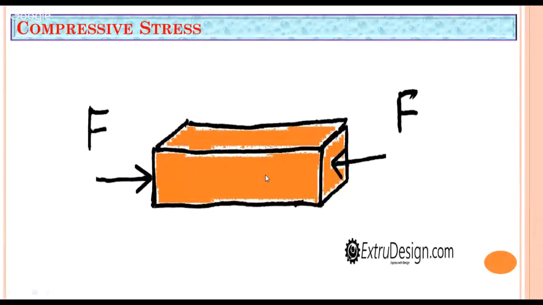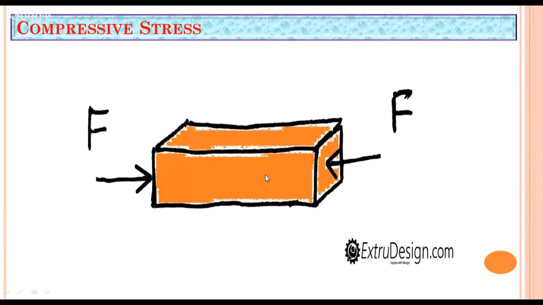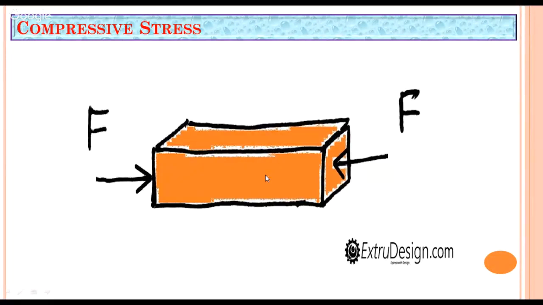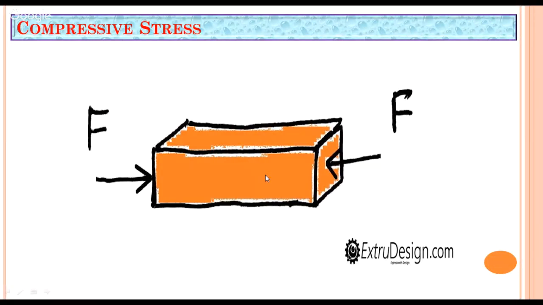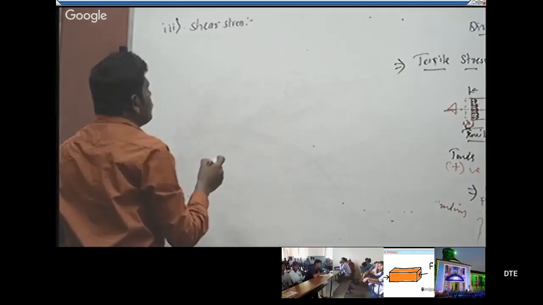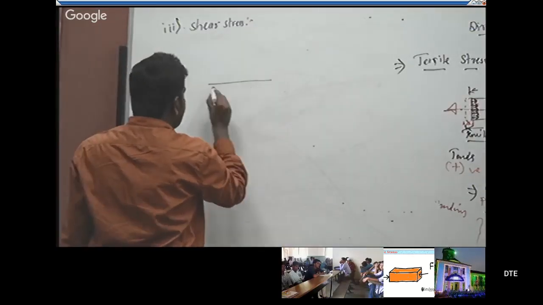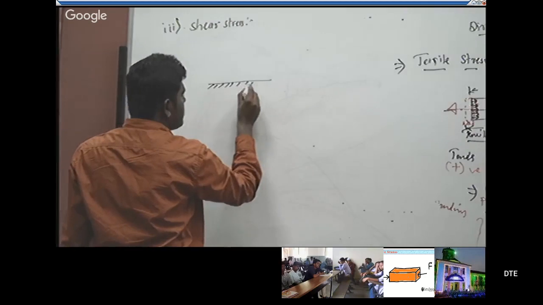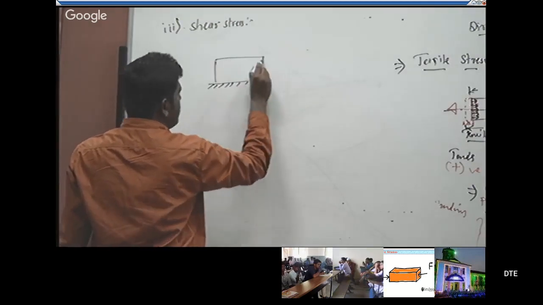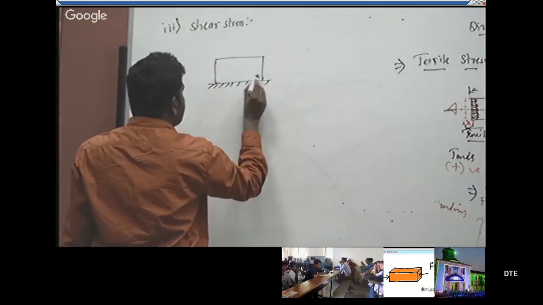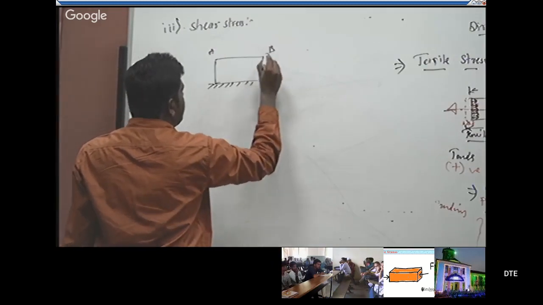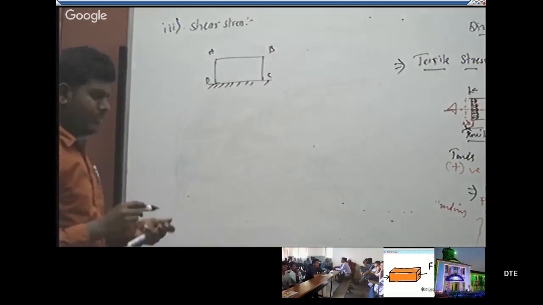So these are the types of stresses. The third example of direct stress is shear stress. So take one simple block for explanation of this concept with this illustration. This is A, B, C, D, as we have done in the previous class.